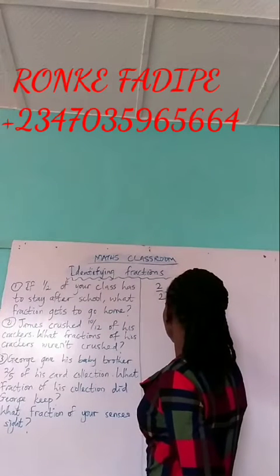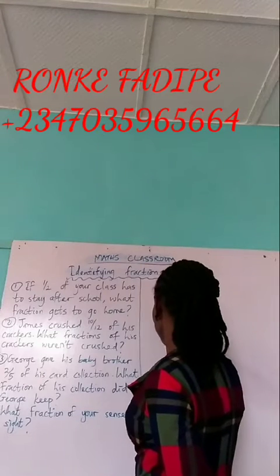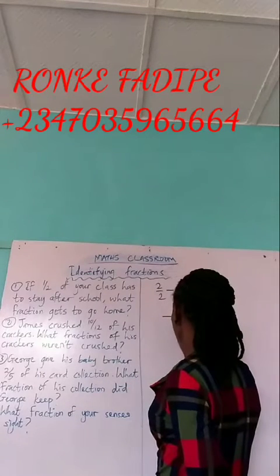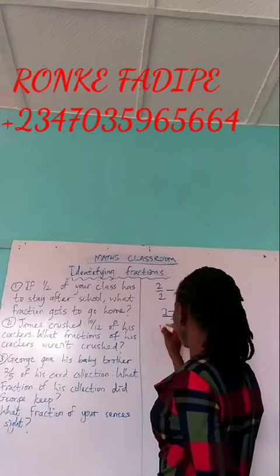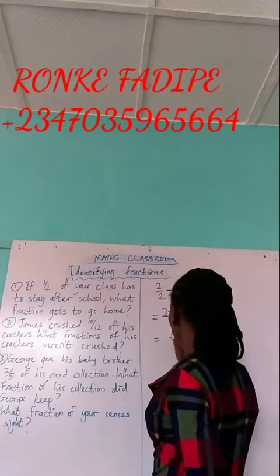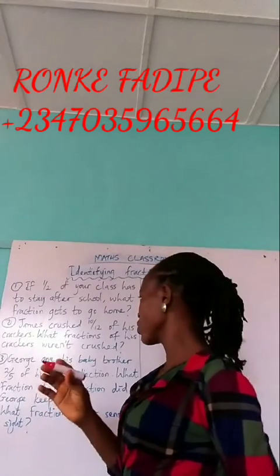Take away the half that have gone, that is 1/2. When you have the same denominator, you know that you are going to write 1. So you use the minus like that, 2 minus 1. It's going to give you 1/2. That means 1/2 of the class had gone home.